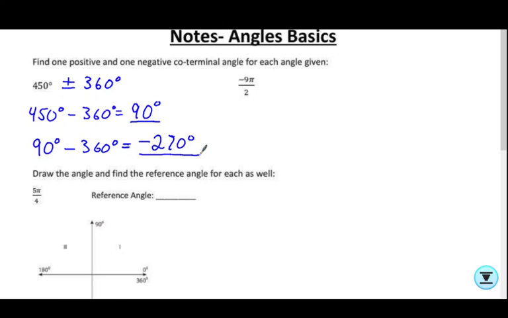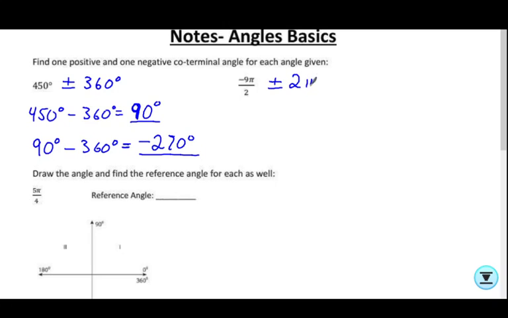Now I knew to start by subtracting 360 degrees. If I had started and added 450 plus 360, I would have found a coterminal angle, but that would have been a positive one. When I subtracted 360, I would have ended up with positive 90. That's still not a negative one. So I knew, since my original angle was greater than 360, I was going to have to subtract more than one time. So getting to my negative one, I would find my positive one at the same time. Okay? So let's look at the next one.